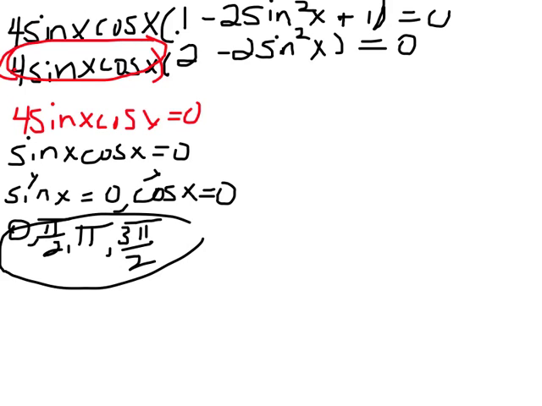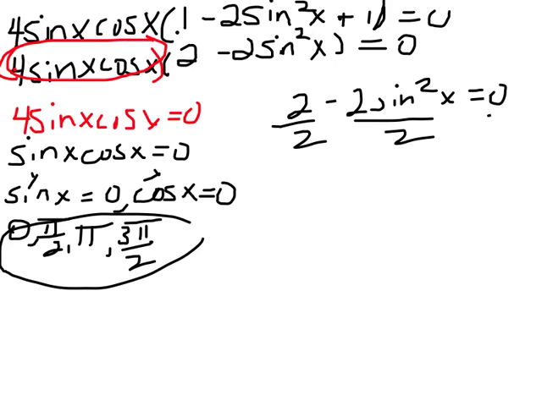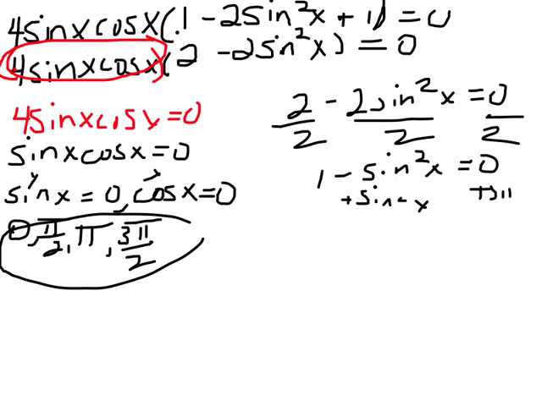Okay, so now I got this other one to solve. 2 minus 2 sine squared x equals 0. I could divide a 2 out of every term, couldn't I? That's a quick way to get rid of it. 1 minus sine squared x equals 0. Let me just add sine squared to both sides, if I don't want negatives. I could add sine squared x to each side, and I'd get 1 is sine squared x.